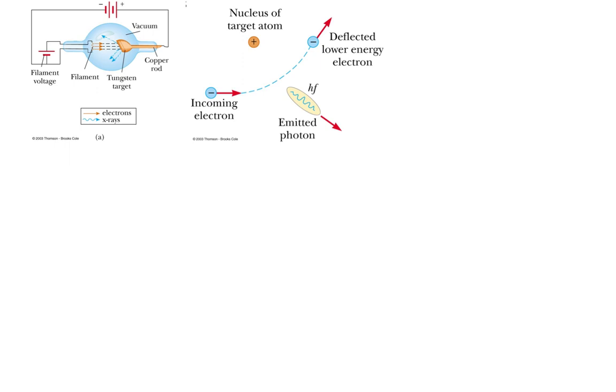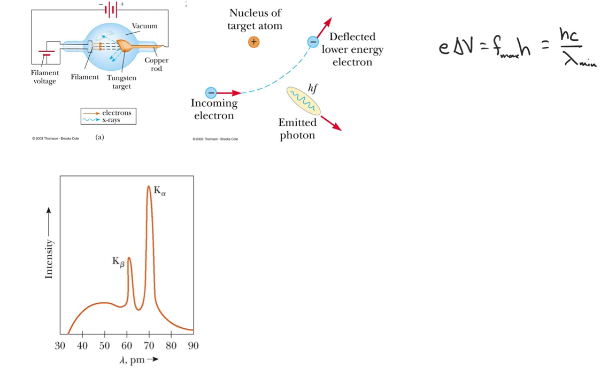And so the wavelength of the emitted X-ray photon can be given by eΔV, where e is the charge of the electron, equals the frequency times Planck's constant, or hc over the wavelength of the emitted X-ray.